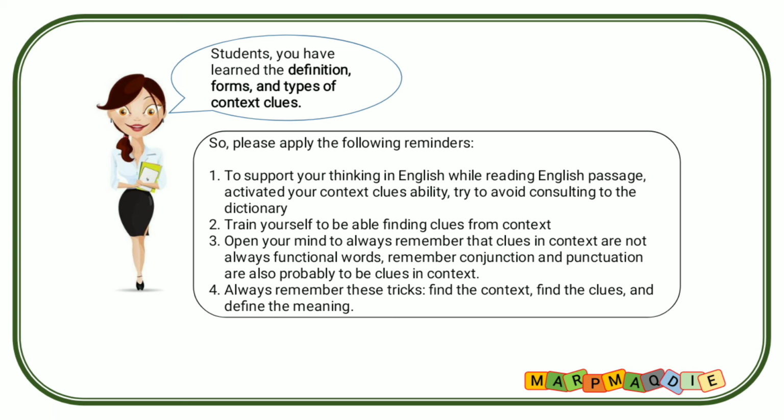So how can you define the difficult words from the context if you don't know how to find the clues itself? So the first ability that you need to have is you have to be able to see the clues from the context. The third, open your mind to always remember that the clues in context are not always in the functional words, but also probably in conjunctions, connectors, or even punctuations. And please always remember these steps or tricks. The first, you find the context, you have to understand the topic. The second is you have to be able to find the clues, and then the third, you have to be able from the clues to define the meaning of the difficult words.